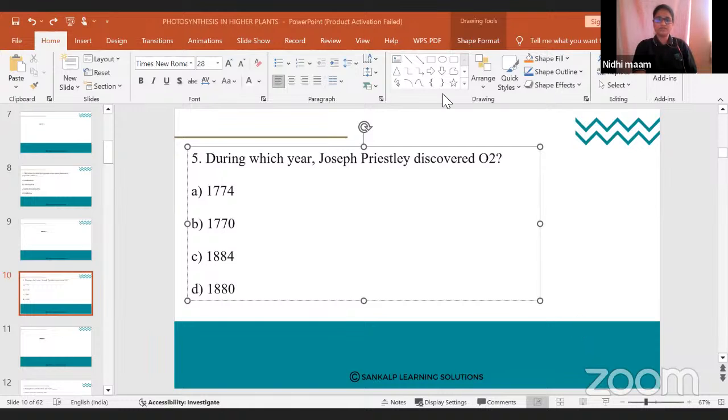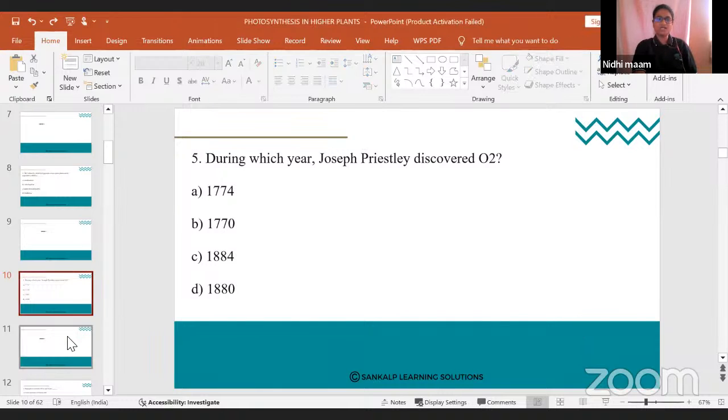During which year did Joseph Priestley discover oxygen? The right answer is option A, 1774. In 1774, Joseph Priestley discovered that oxygen is released.